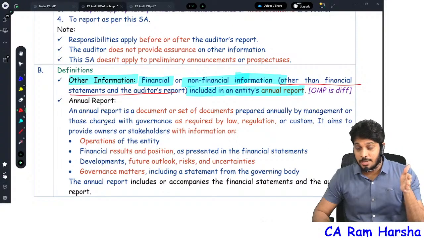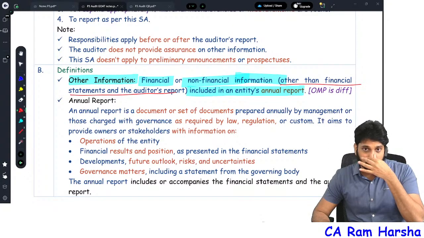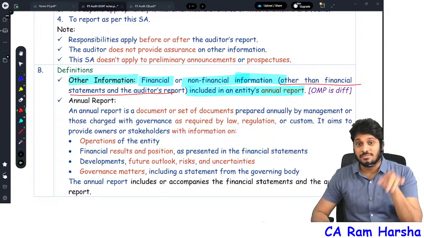For example, the State Bank annual report is 365 pages. Inside that, 200 pages is financials. The remaining 150 to 160 pages is other information. That's it.